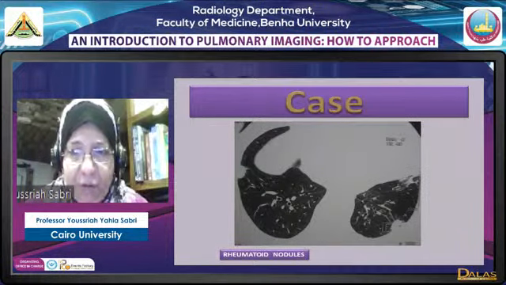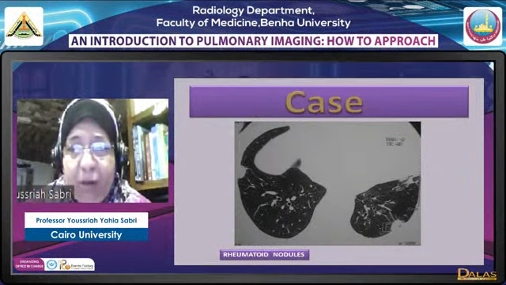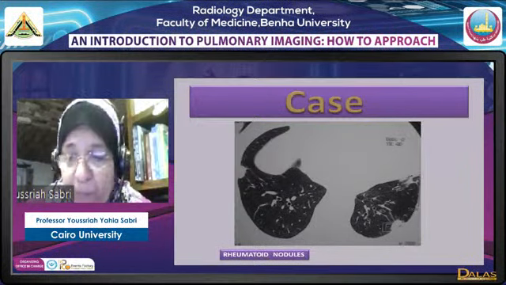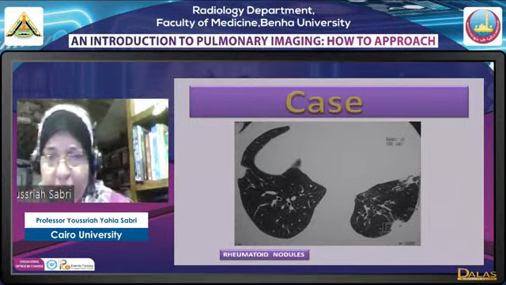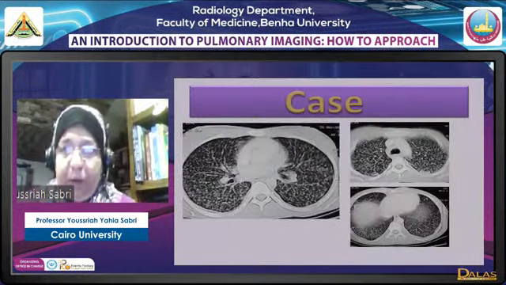Here we have another case of rheumatoid nodules. We have only two, larger than the previous ones. One of them is partially smooth, the other is irregular, and a tendency to cavitation is noted. Shift to another lesion now.